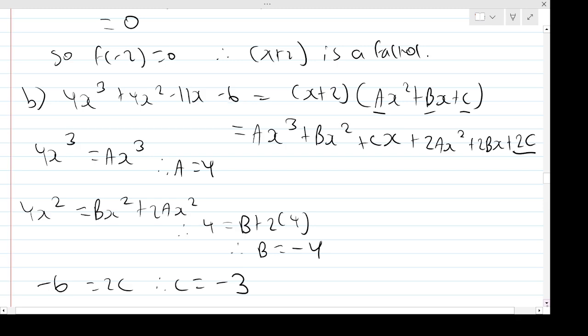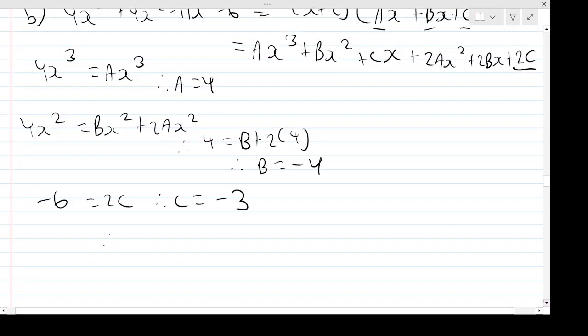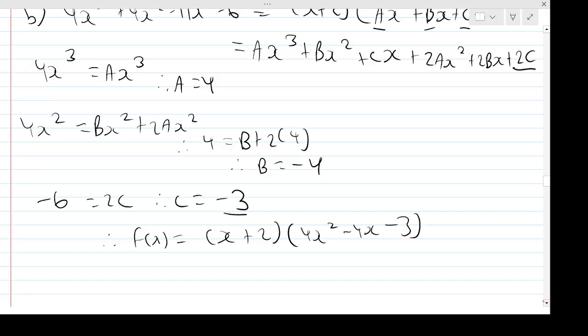There we are then. So therefore, I got my factor to be f of x, which is our cubic, is x plus 2. And then a is 4x squared, add bx, which is minus 4x, and c, which is minus 3. There we are. Cool.